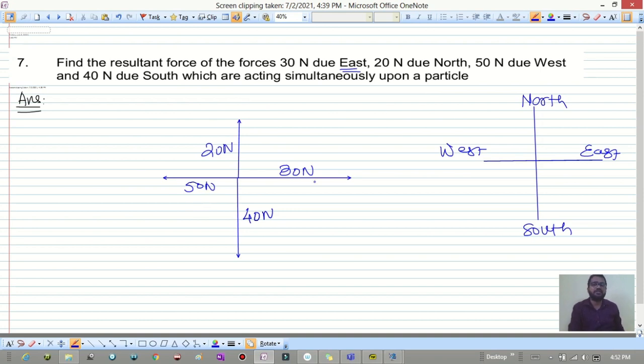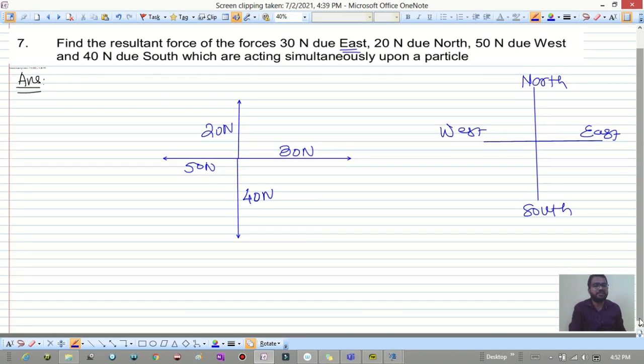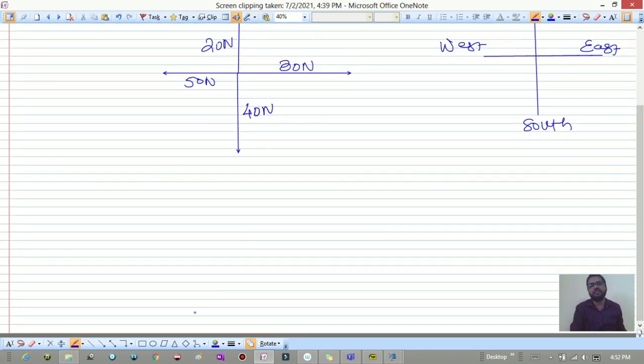So as you can see, this 50 Newton and this 30 Newton are acting in opposite direction. So resultant will be in the greater force direction, and greater force is 50 Newton. So that is why the resultant will be 20 Newton in the 50 Newton direction, and here we have 20 Newton in the southward direction, that is the greater force direction. So over here 20 Newton, over here 20 Newton, a resultant of these two will be in this direction.